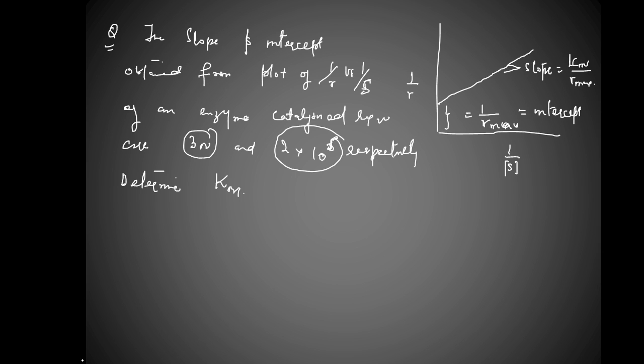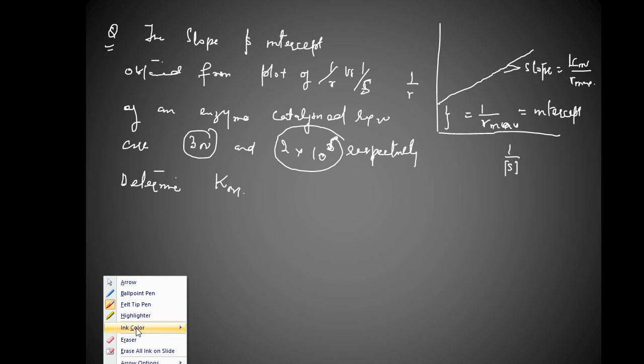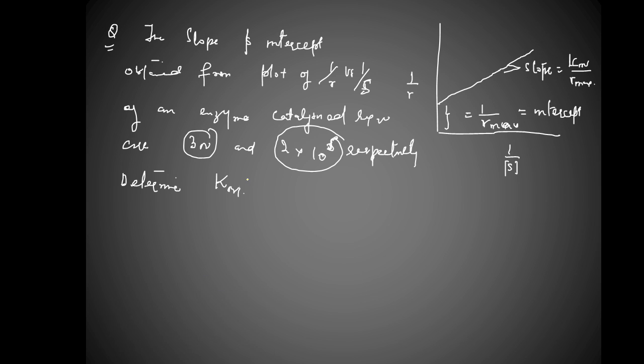First let us write what is given in the reaction. We are given the slope, and it's equal to 300. We know that slope is equal to Km divided by R max. From where do we get it? We get it from the Lineweaver-Burk plot.